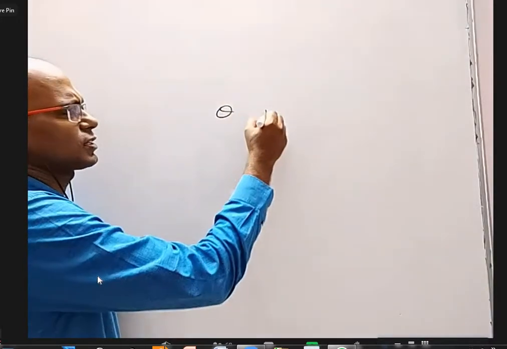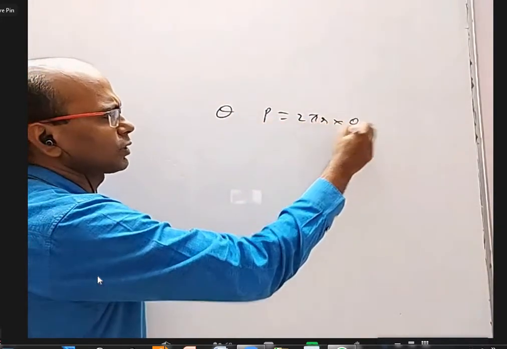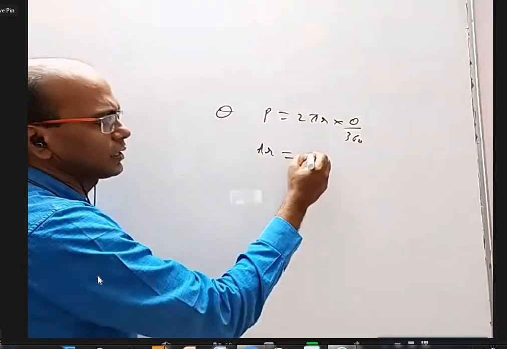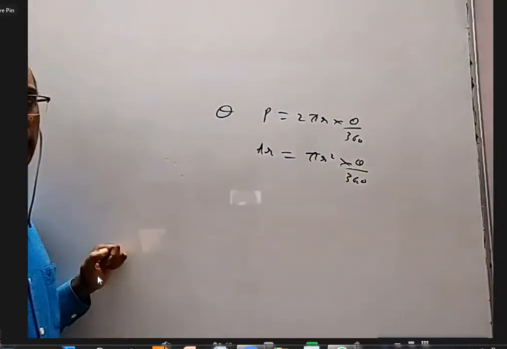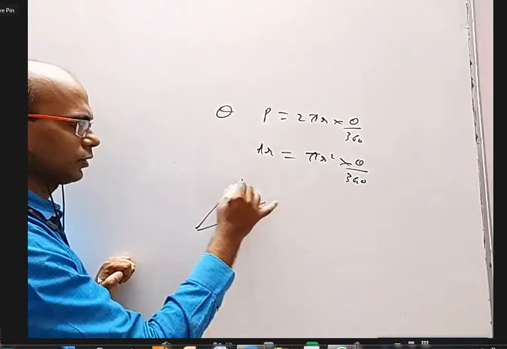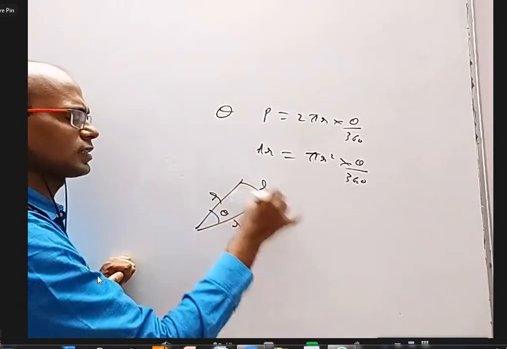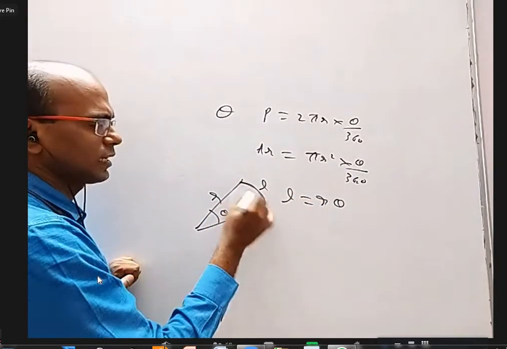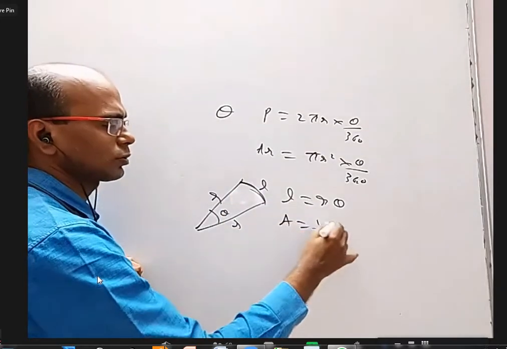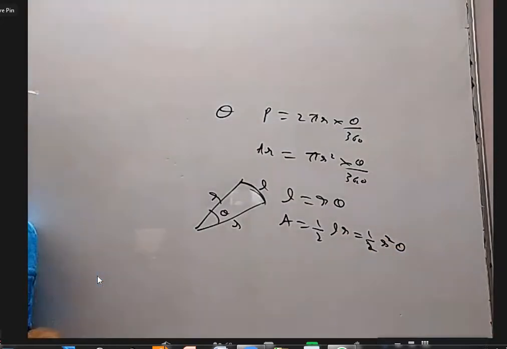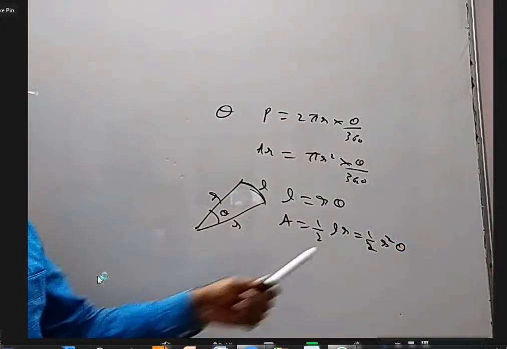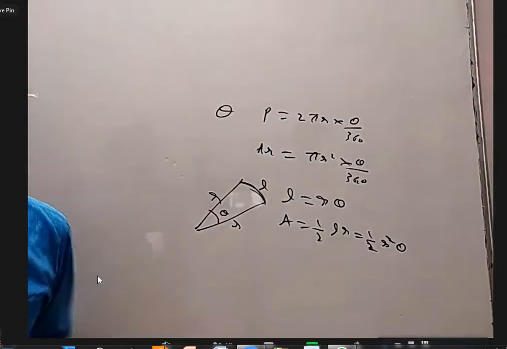Where I gave you two formulas: if you take theta in degrees, perimeter is 2 pi r into theta by 360 and area is pi r square into theta by 360. Same thing I said, if you take a sector of radius r and this is theta, this is L. Perimeter, this length L equal to r theta and area is equal to half LR or half r square theta. Am I right? Yes, sir. I'll give you some idea how this formula is derived also.